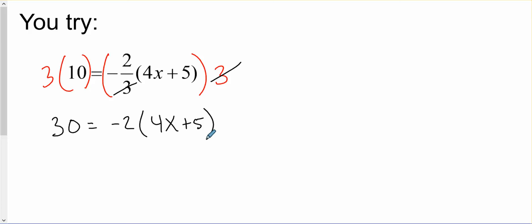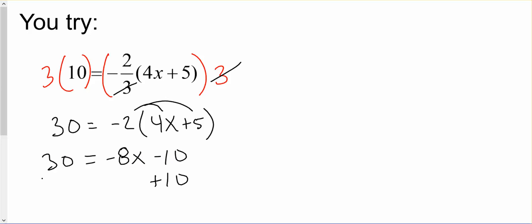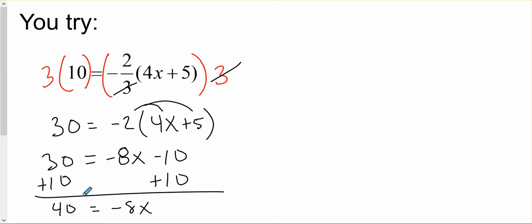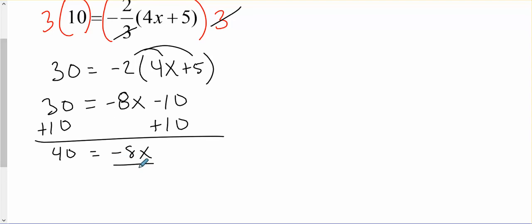Now we can do this just like we normally would. We're going to distribute, and so we get negative 8x minus 10 equals 30. And now what's happening to my variable? It's being multiplied by negative 8 and subtracted by 10, so we're going to add 10, negative 8x equals 40. Divide by negative 8, divide by a negative 8, and we get x equals negative 5.